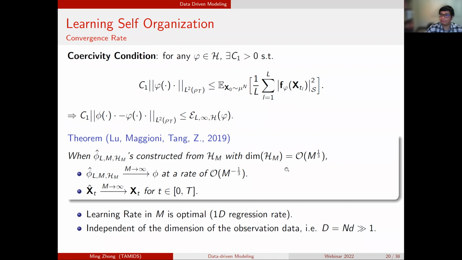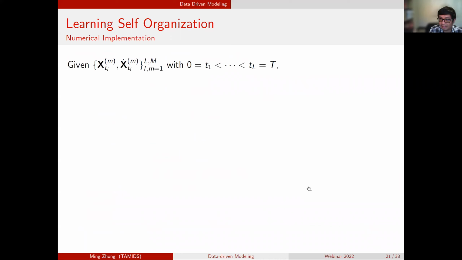So our learning problem can actually tackle the curse of dimensionality from the point of view that the dimension of the observation data is large. However, our learning rate does not have a dependence on L, which is the number of time instances at which we make observations. So that still remains open. We're still trying to incorporate that into our learning rate.